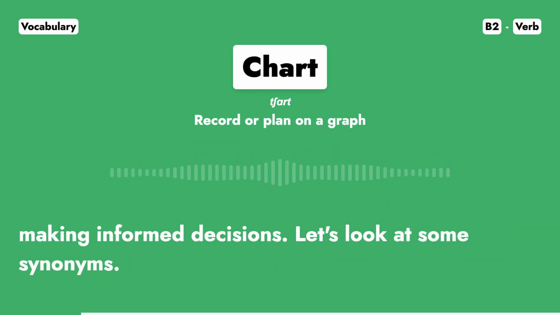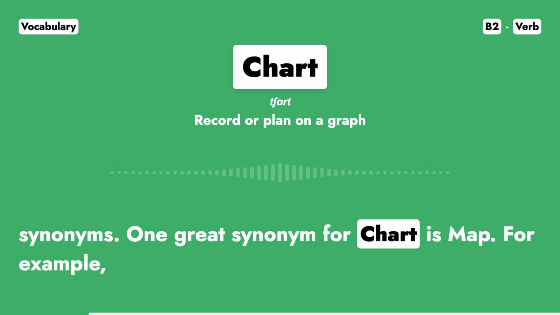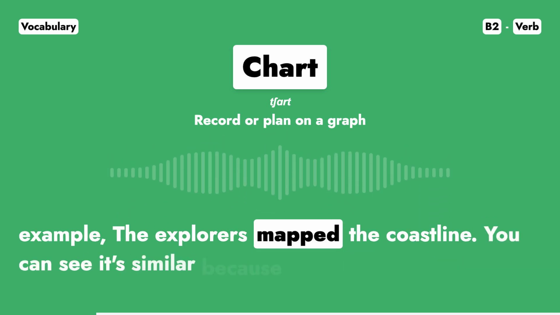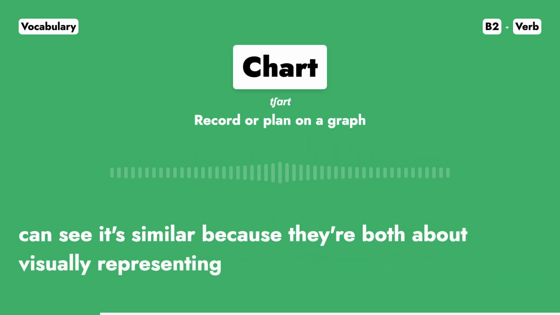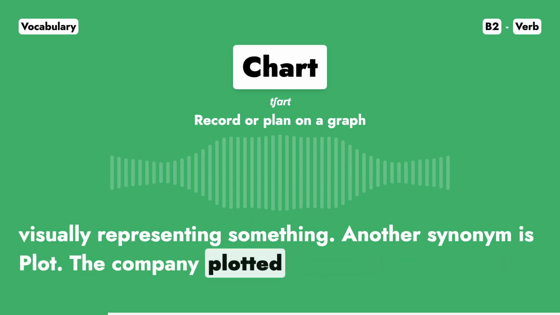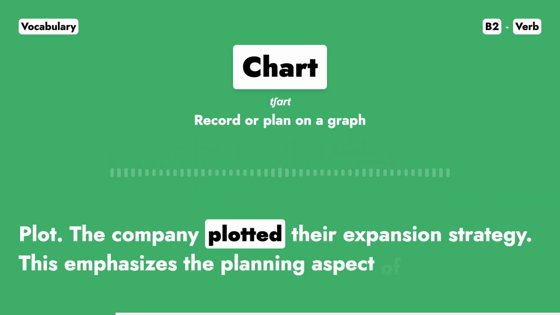Let's look at some synonyms. One great synonym for chart is map. For example, the explorers mapped the coastline. You can see it's similar because they're both about visually representing something. Another synonym is plot. The company plotted their expansion strategy. This emphasizes the planning aspect of charting.